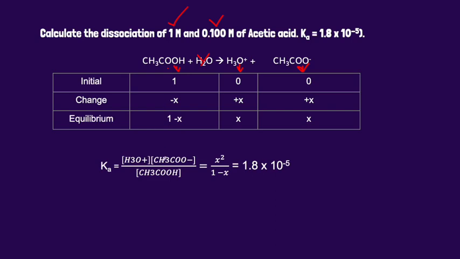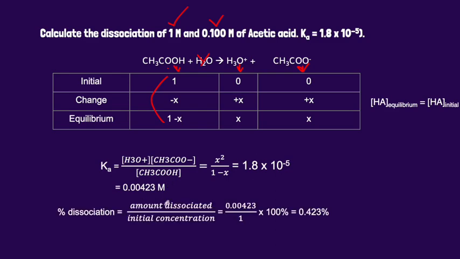Now let's look at our equation: x squared over 1 minus x. Again, time for you to decide if you'd be using the quadratic or just remind yourself about the weak acid assumption of concentration at equilibrium and in the initial. At the end, you should get this molarity. Now when you calculate the percentage dissociation, you take your amount dissociated and calculate it with your initial concentration, which is 1 molar, and you get 0.423%.